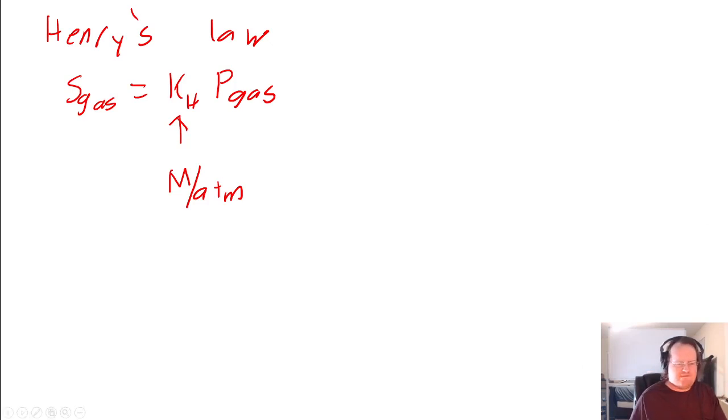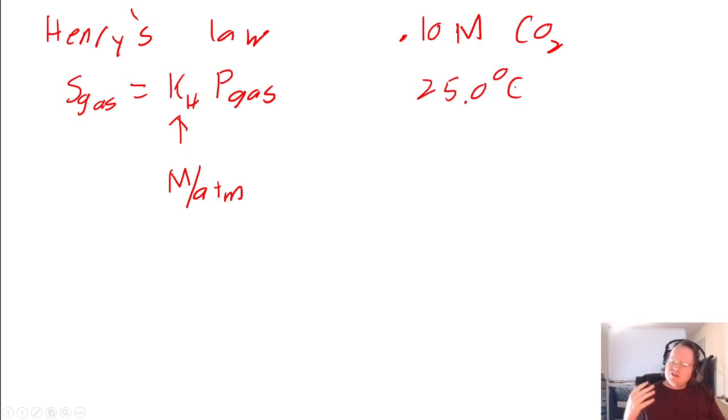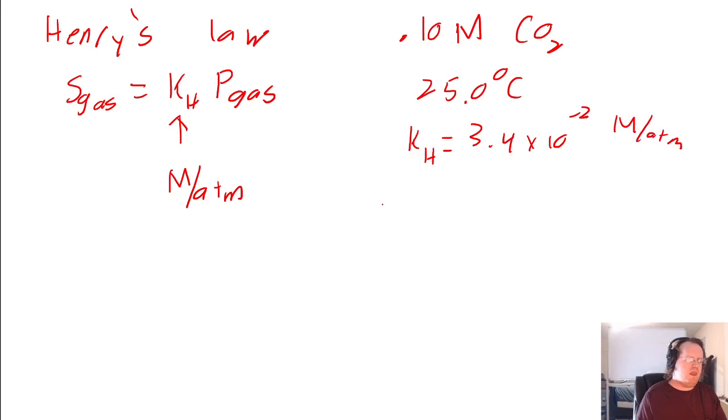So let's take a fairly straightforward problem. Let's say I want my solution to have a concentration of 0.10 molar CO2. I want that much dissolved into the soda that I have. I've got it at 25 degrees Celsius. I have to mention this because technically these values are set for a particular temperature. Then if I look up in a table in my text, I can find that the Henry's law constant for CO2 is 3.4 times 10 to the negative 2 molar per atmosphere. And the question is, what gas pressure do I need to make this work? So what gas pressure is needed?